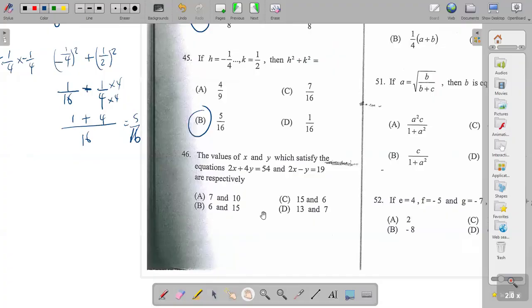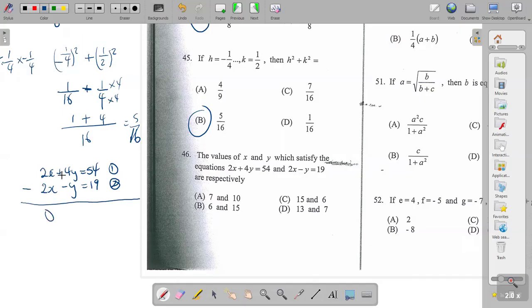The values of x and y which satisfy this and this. This is what we call simultaneous equations. So let's set this out. 2x plus 4y equals 54. 2x minus y equals 19. Now, because this is equation 1, this is equation 2. These two match, so we can get rid of x. So we're just going to subtract them.